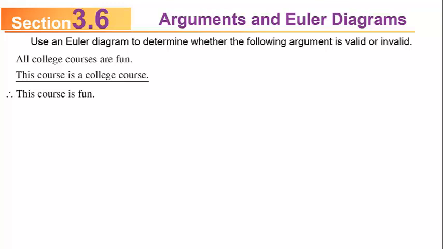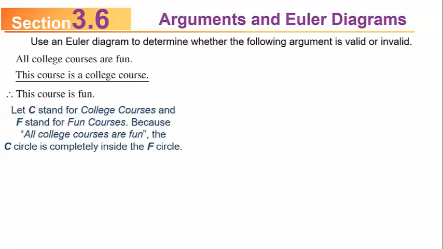The statement below the line is the conclusion of the argument, and that stack of dots that form a triangle shape is the word therefore. So I'll read it again. The premises are all college courses are fun, and this course is a college course. The conclusion is, therefore, this course is fun. And our job here is to decide if that argument is valid or invalid. Let's use Euler diagrams to help us answer that question.